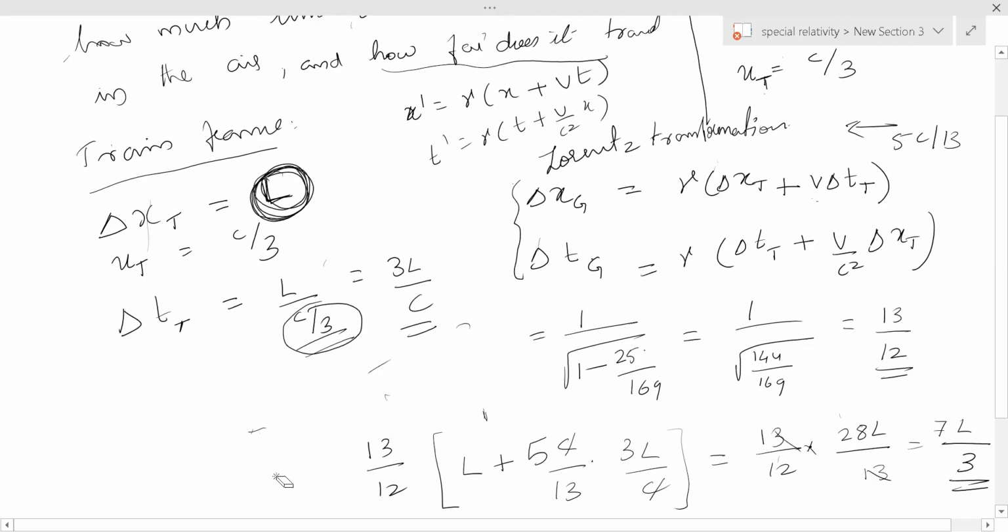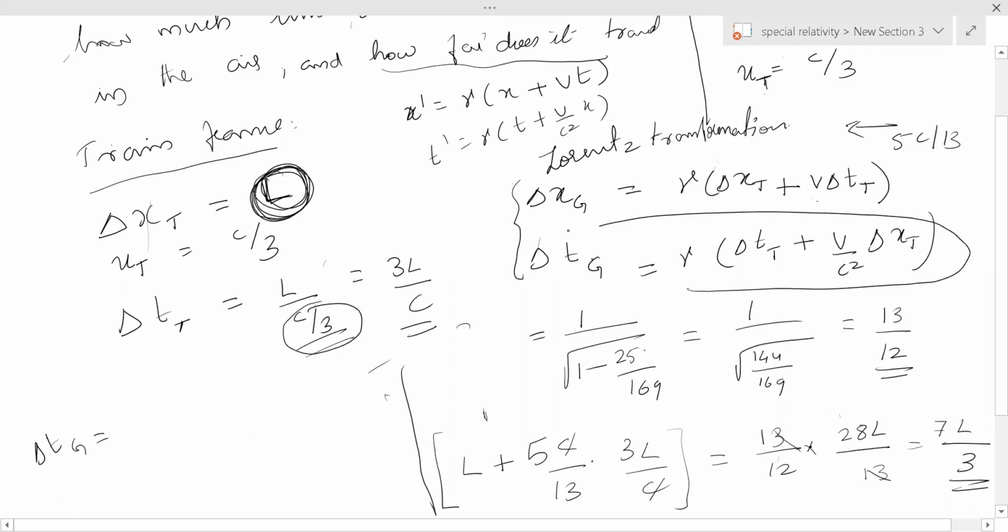Okay. We can also find delta t with respect to the ground. Okay, so we have got the formula here. Just substitute all these things. Gamma we already found out. That was 13 by 12.